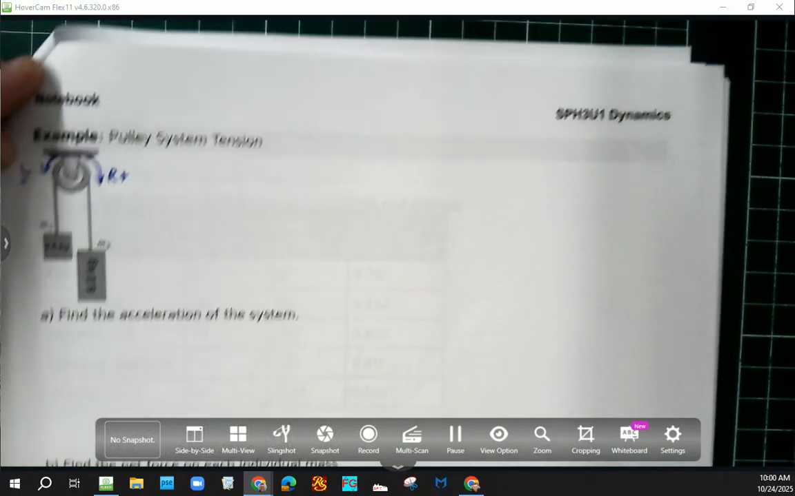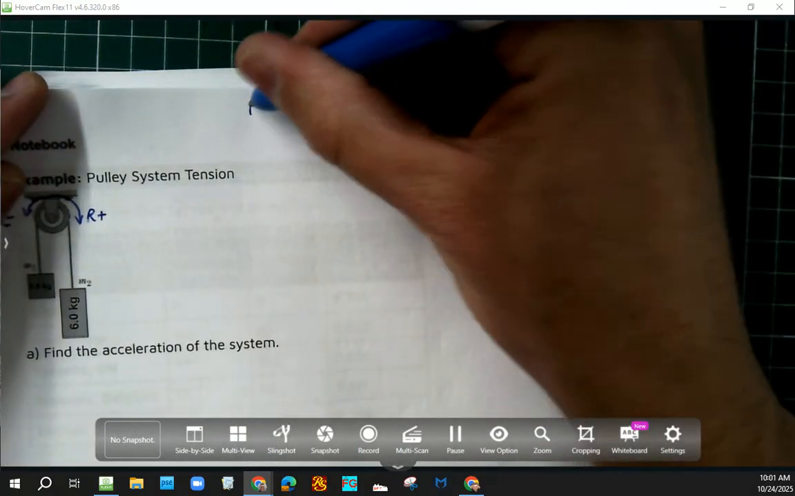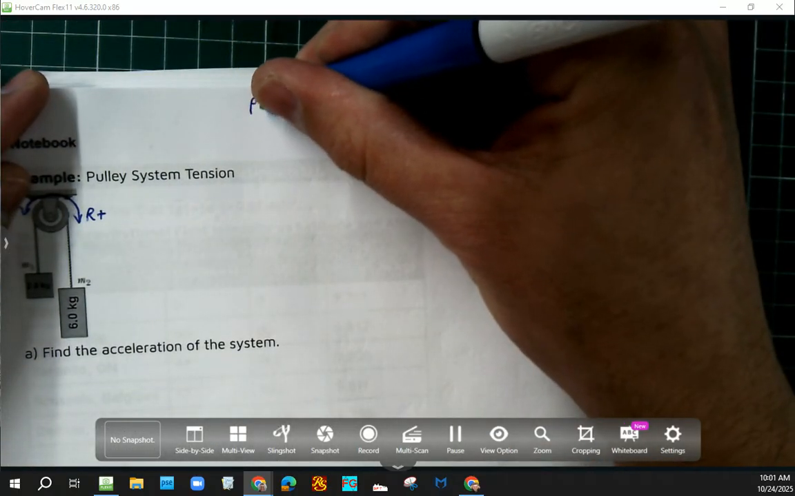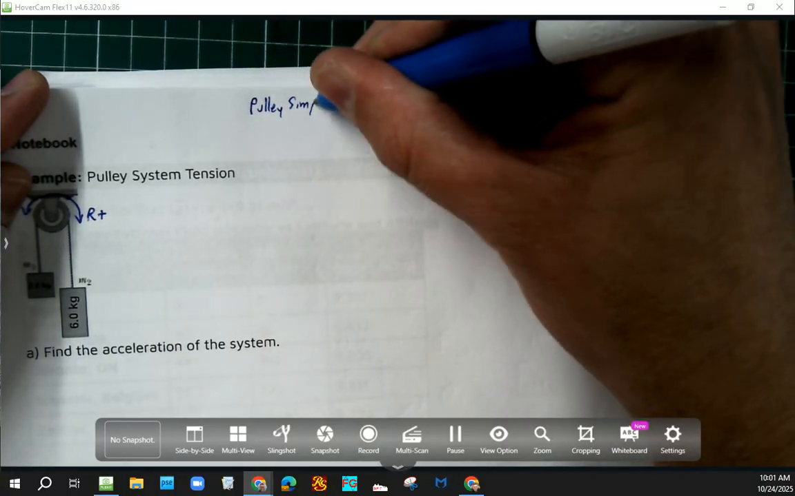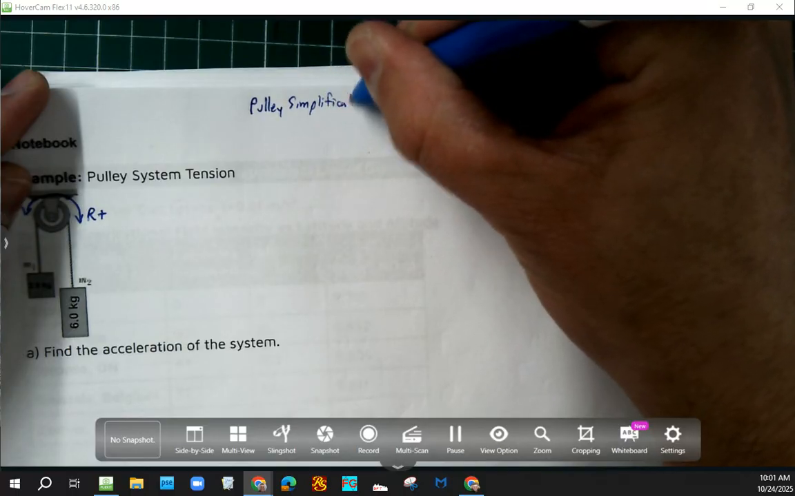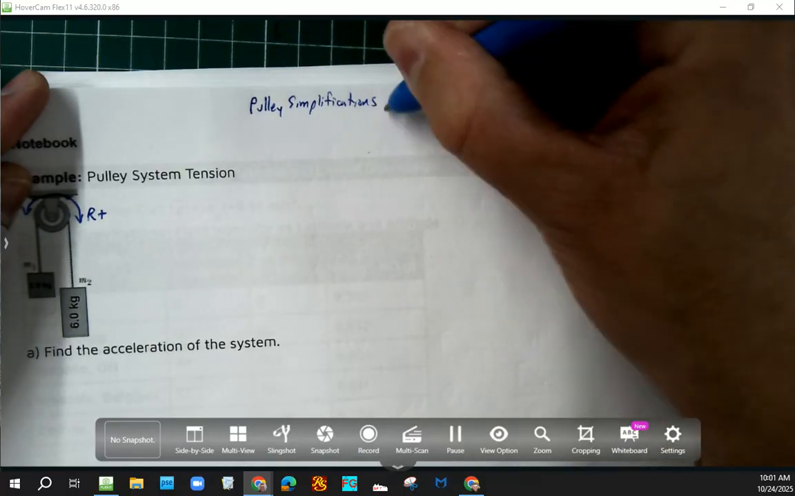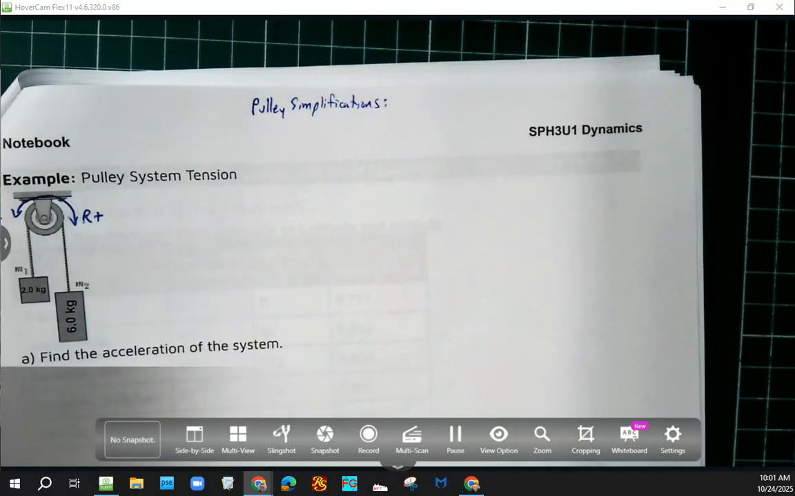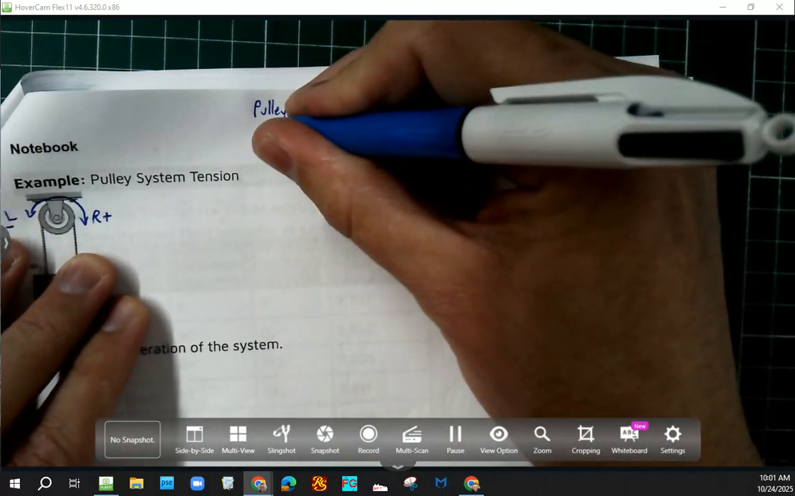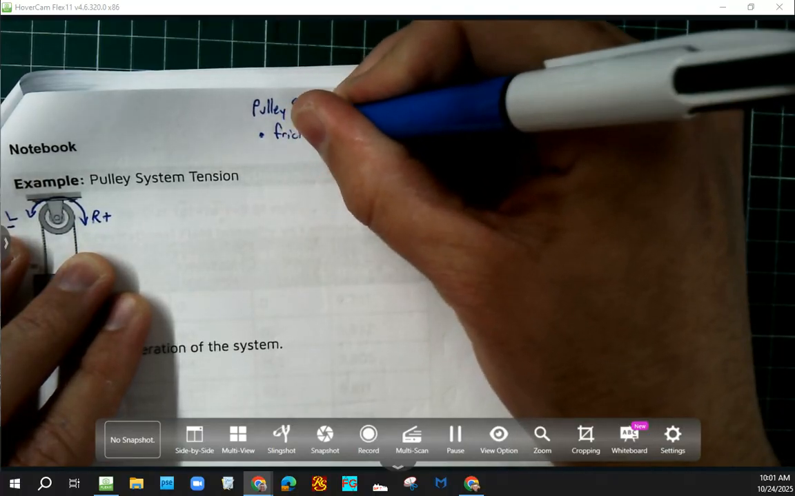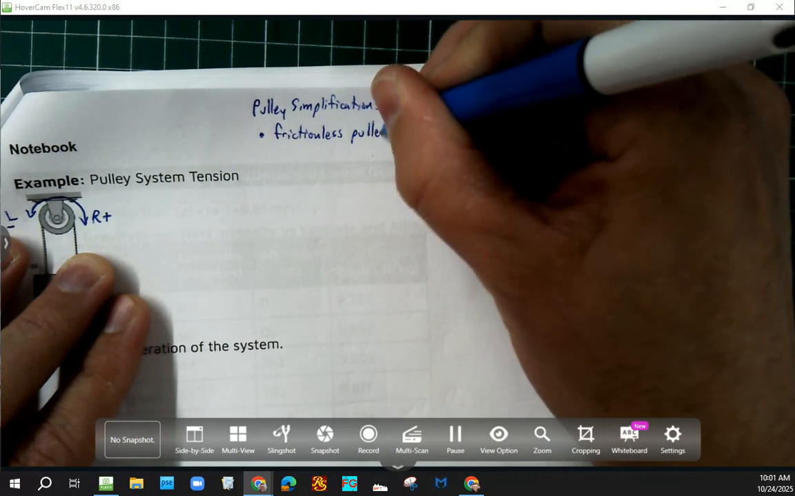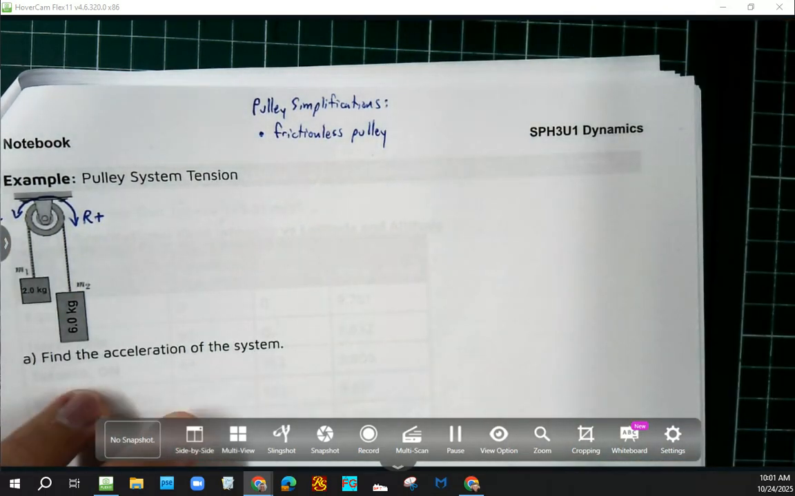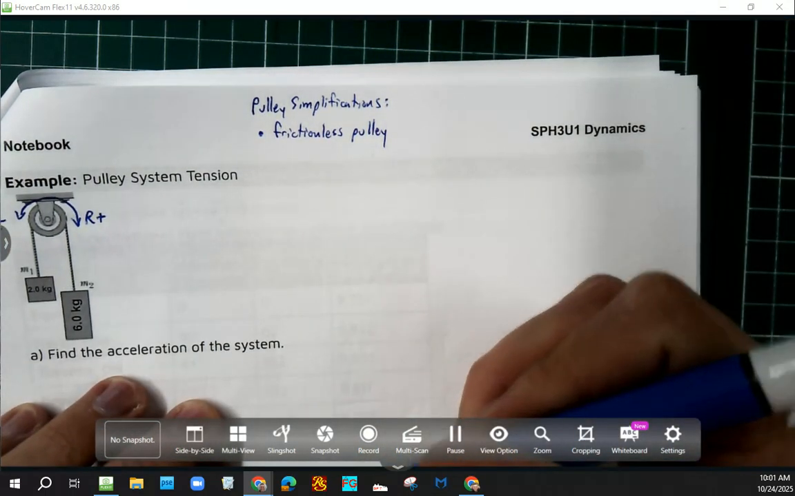And before we go any further with this, I want to write down my simplifications or my assumptions. Pulley simplifications. And it could be that we make our pulley understanding more complex and robust later on. But for now, we are going to deal with a frictionless pulley. That matters because we don't have to deal with the friction that would happen at the axle of the pulley.